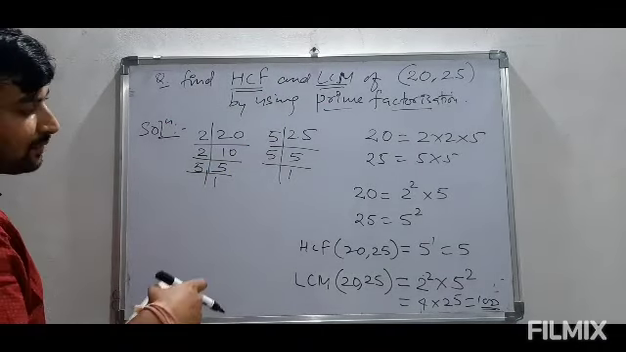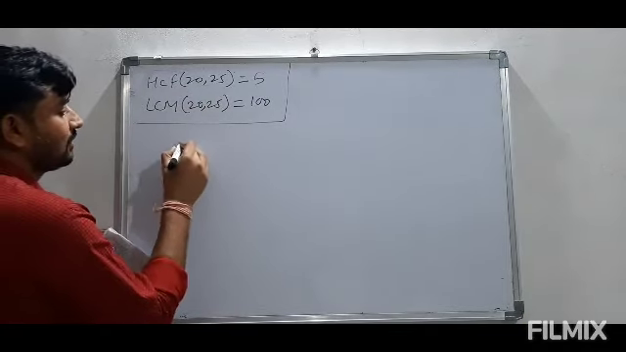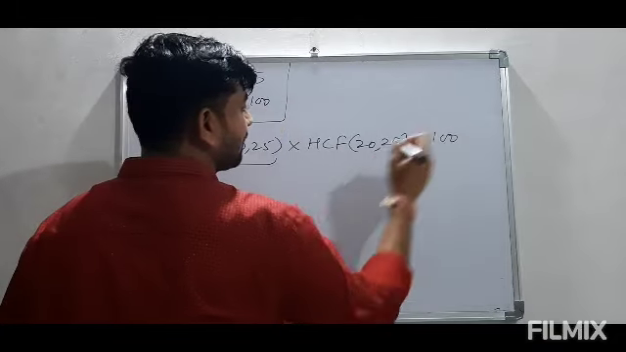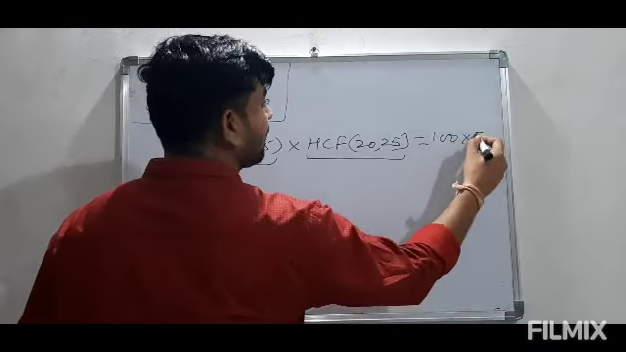Now look here, if we multiply these two, like if we multiply HCF of these two numbers 20 and 25 and LCM, what we get? The value of LCM, in this place we will apply value of LCM, that is 100, and the value of HCF is 5. So 100 into 5, it is 500. So we can say it is in simple terms LCM into HCF is equals to 500 for these two numbers.